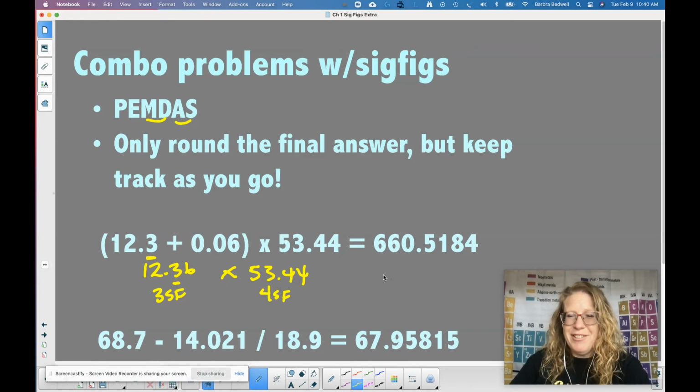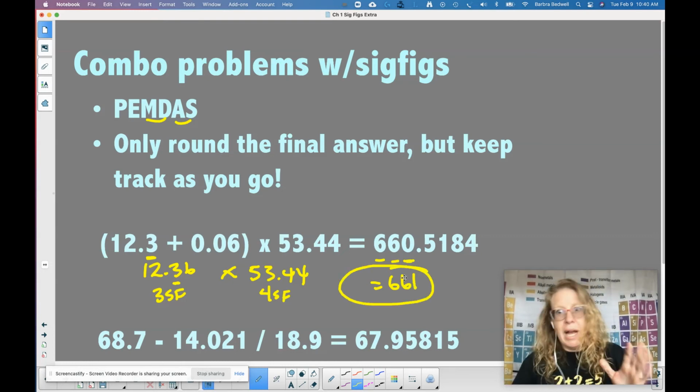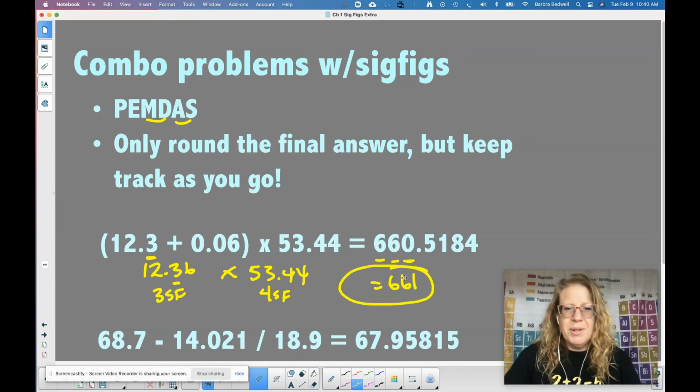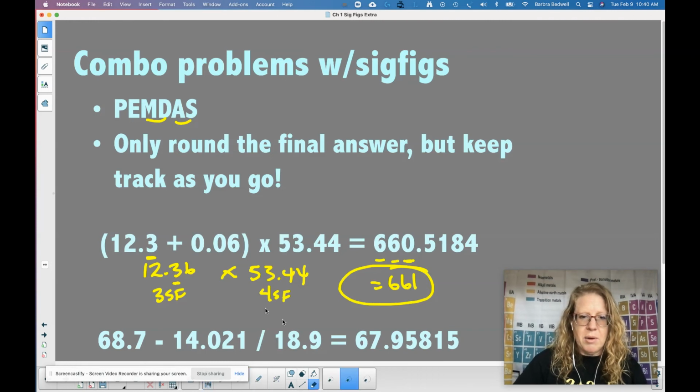Oh, sorry, the 3 sig figs, right? The least precise. So if I take a look at this, 1, 2, there's our third spot. This would round it up. So our final answer here would be 661. I know it's weird. We don't do a lot of this, but I just want to make sure we're kind of clear on what we're doing and why. Okay, the bottom one.